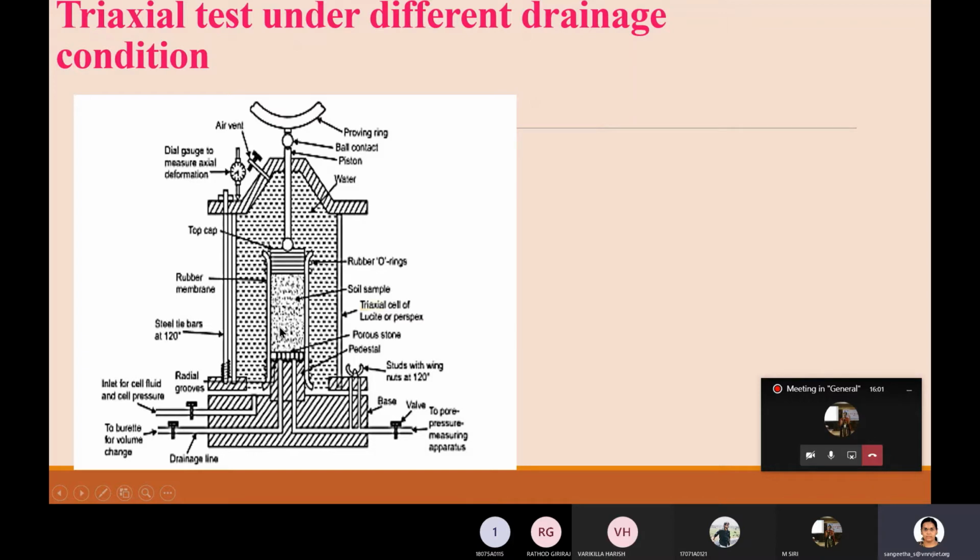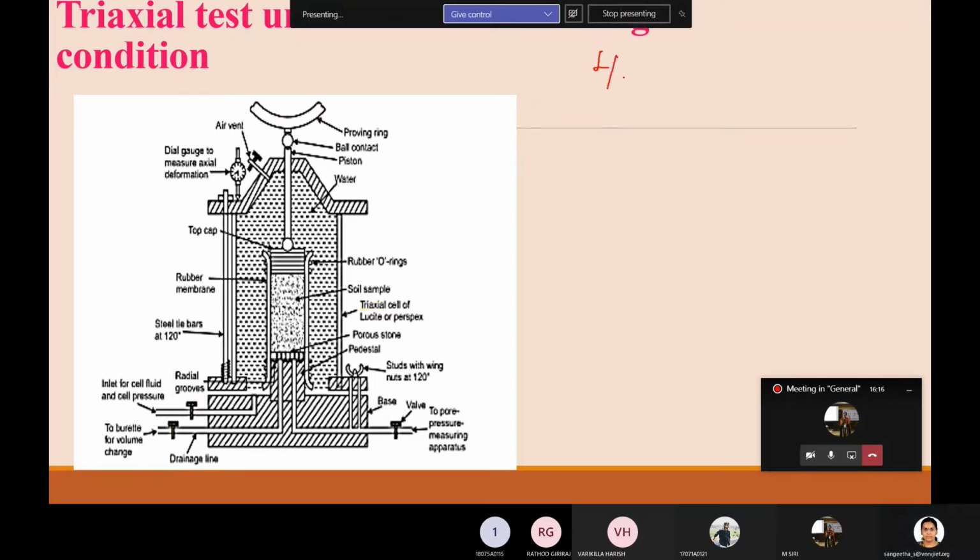And how could we conduct the test? As usual, we will be preparing a soil sample which has an L by D ratio of, what's the common L by D ratio which we maintain? An L by D ratio of 2 is maintained. What does it mean? The length of the soil will be twice the diameter. Generally this diameter will be somewhere around 38 mm, or 36 mm, and then your sample length will be 75 to 78 mm. So the L by D ratio is maintained as 2.